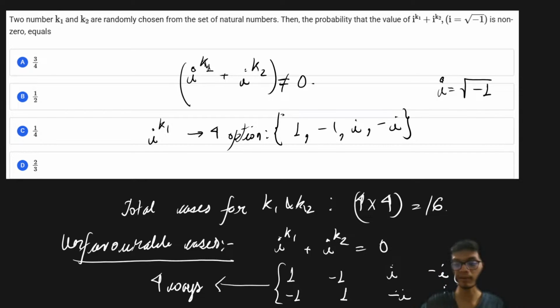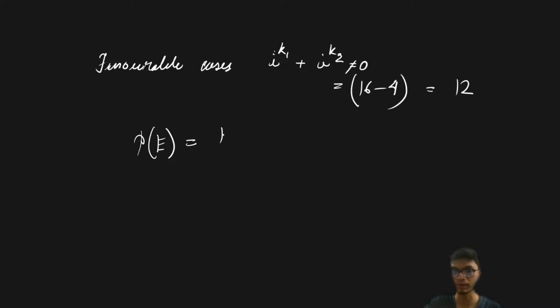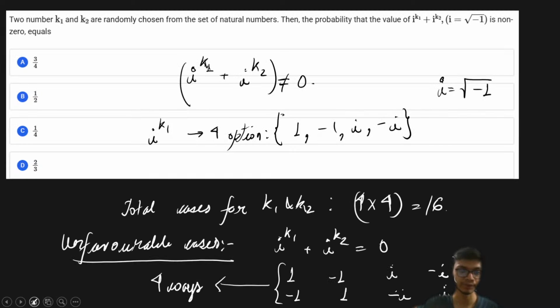Therefore, I want the favorable cases, that is when the sum is not equal to 0. The favorable cases, where iota to the power k1 plus iota to the power k2 is not equal to 0, number 16 minus 4, right? Out of the total cases you subtract the 4 cases, which is 12. So the probability that the sum is not equal to 0 is 12 upon 16, which equals 3 upon 4. You can check from the options that this is option A, which is the correct answer to this problem.